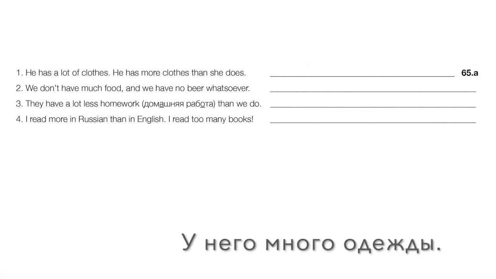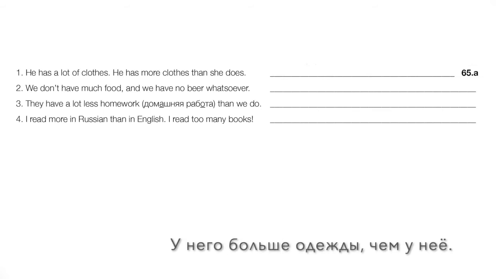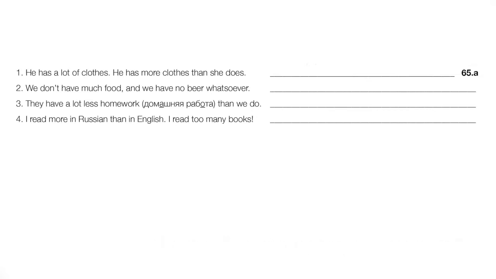He has a lot of clothes. У него много одежды, right? Одежда, as we know, is singular in Russian, right? He has a lot of clothing. Много одежды. He has more clothes than she does. Okay, now we're comparing, right, with больше. У него больше одежды, чем у нее. Right, so literally at him is more of clothing than at her, right? У него больше одежды, чем у нее.